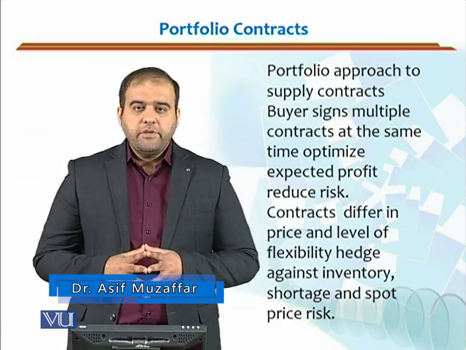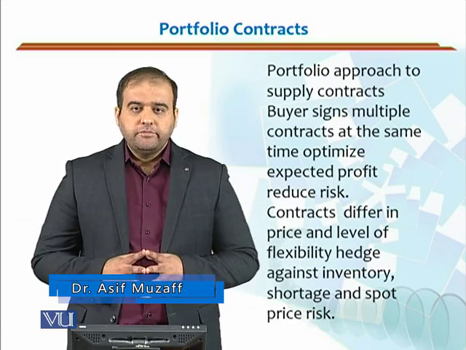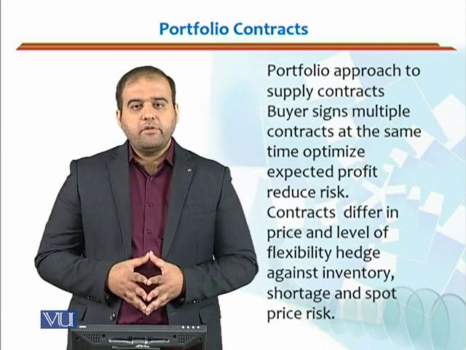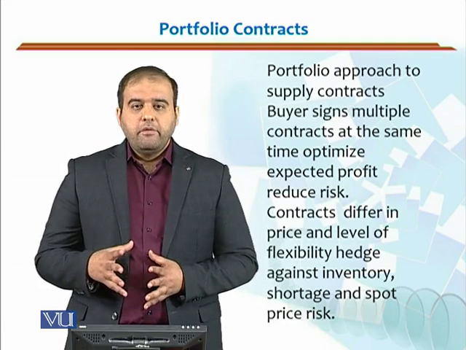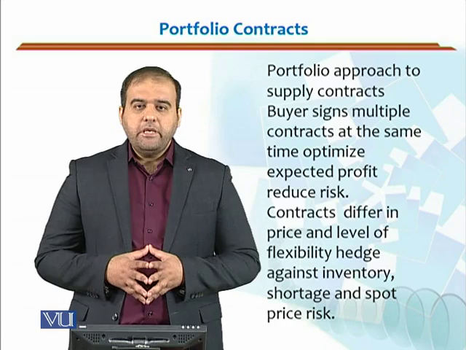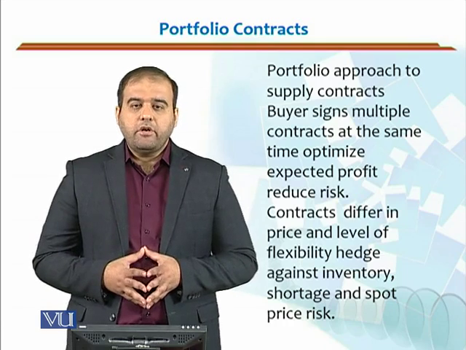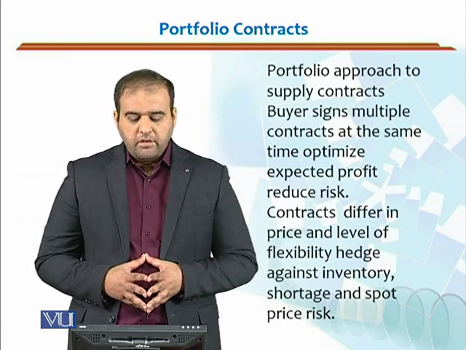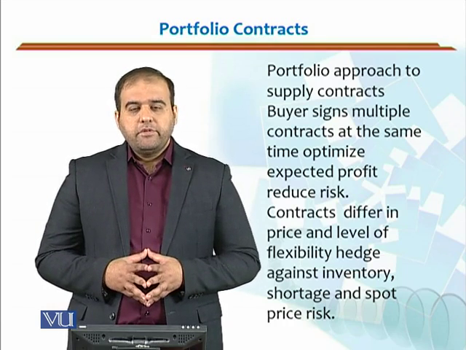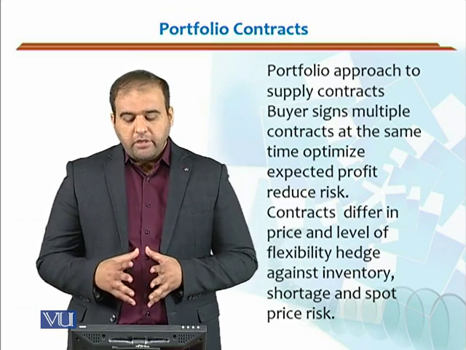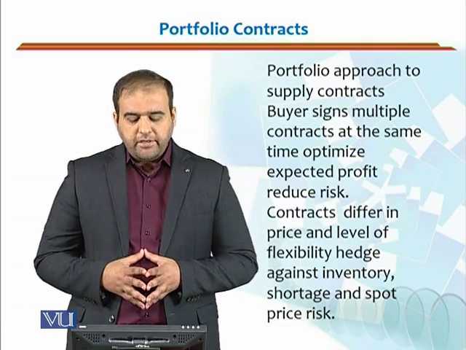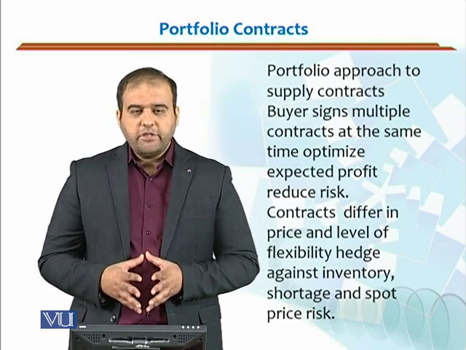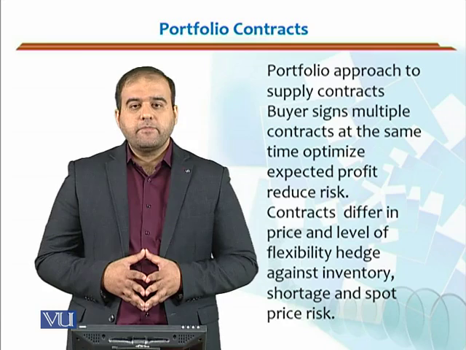So what actually happens? Retailer and manufacturer, of course, manufacturer would initiate such type of a contract, and retailer would actually be signing different contracts at that point of time. What is different in those contracts? Those contracts actually differ in their price and level of flexibility hedge against inventory, shortage, and spot price risk.